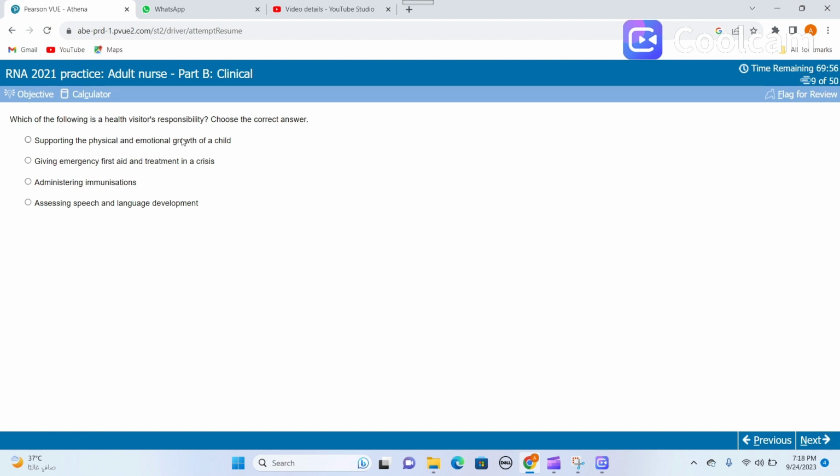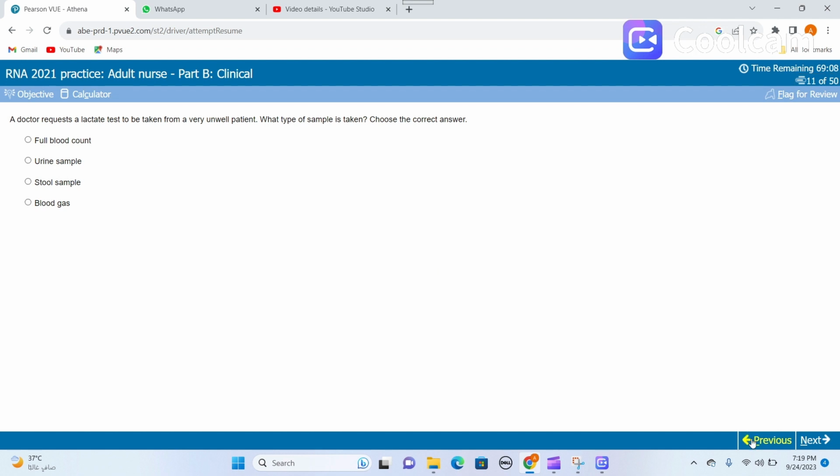Which of the following is a health visitor's responsibility? When we are going to visit the patient, our responsibility will be to support the physical and emotional growth of a child. Yes, because emergency first aid is not given by general health visitors. Administering immunization and assessing speech and language development are in other sources. But the health visitor's responsibility is supporting the physical and emotional growth of a child. Oh my god, I have left one more.